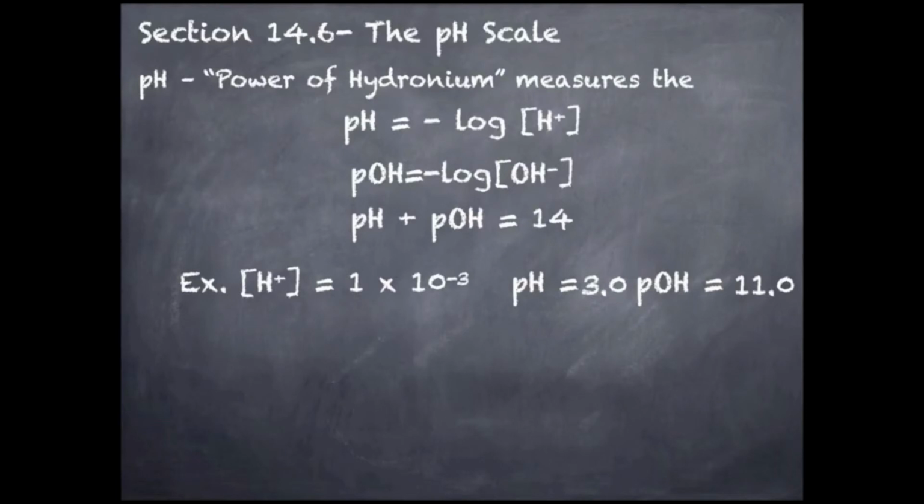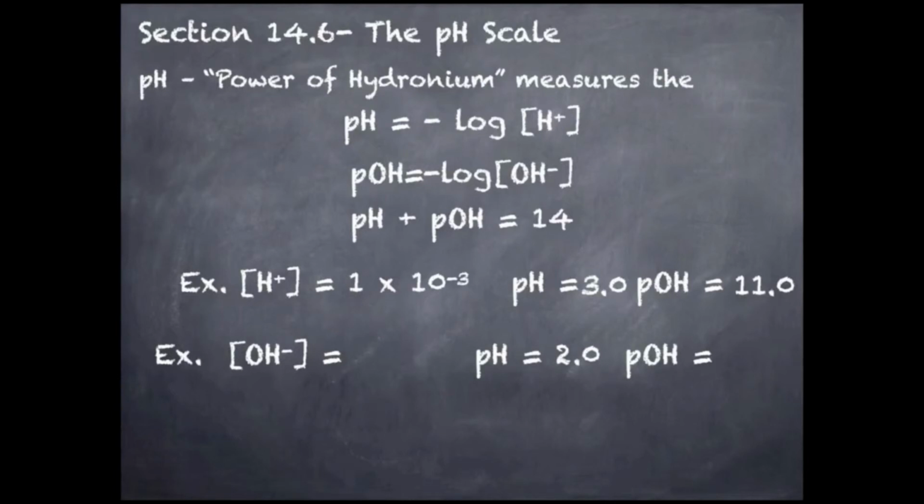Okay? Let's look at a slightly trickier problem. What if instead of giving you concentration of H+, I give you your pH and I ask for your concentration of OH-? Well, I can first determine my pOH. I just need to take 14 and subtract 2 from it, so I get 12.0.